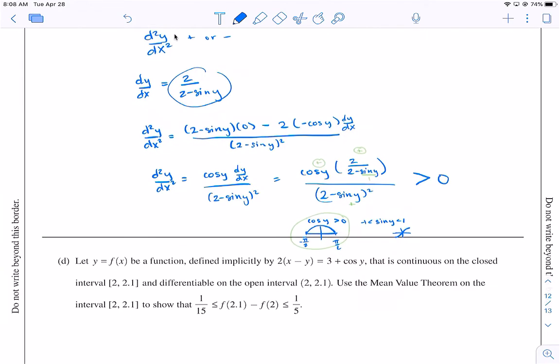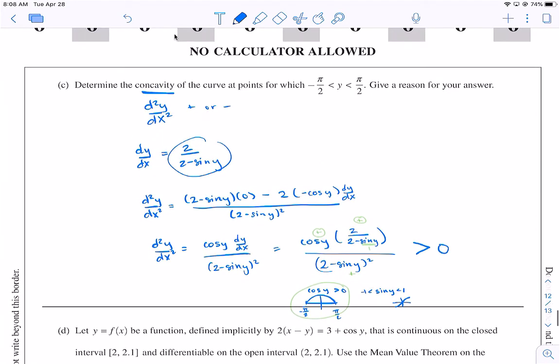So if it's positive, that allows us to answer the question, always reread it, determine the concavity. So I would say the curve is concave up because the second derivative is positive when y is between negative pi halves and positive pi halves.